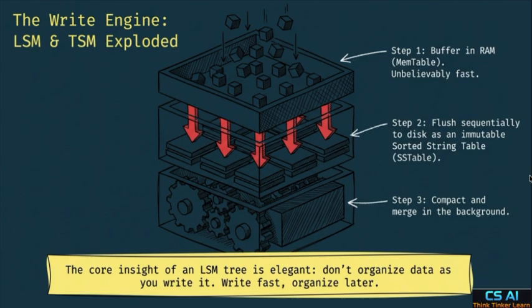The engine behind this speed is the log structured merge tree, or LSM. The core insight is elegant. Don't organize data as you write it. Write fast, organize later. Step 1. Buffer everything in RAM in a memtable. This is unbelievably fast. Step 2. Once full, flush the data sequentially to disk as an immutable sorted string table. Step 3. Use a background process to compact and merge these files, cleaning up the mess while the front end keeps racing.